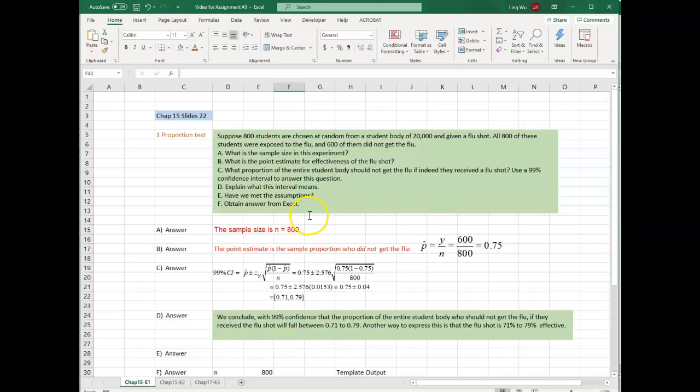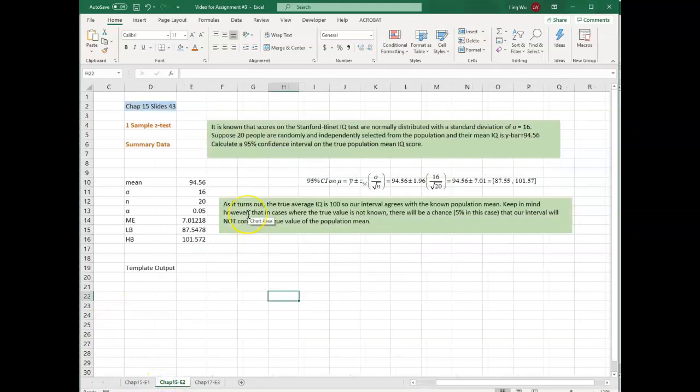There is some confusion because in this chapter we cover two tests: one is a proportion test, and one is a sample mean test. The sample mean test is the second example in chapter 15, slide 43.